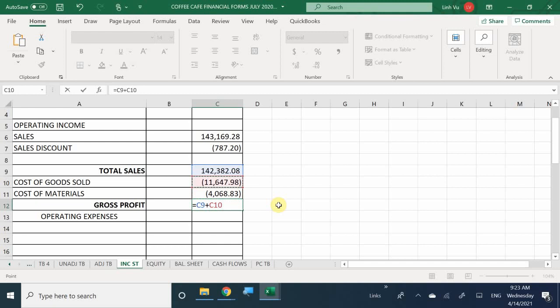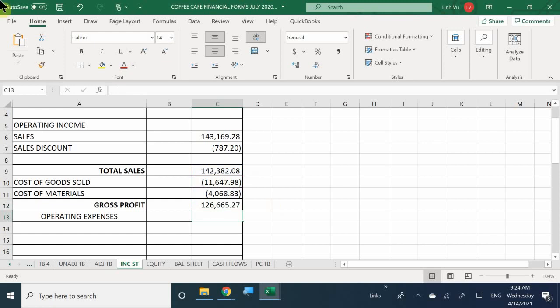So therefore, let's go ahead and solve for our gross profit. We're going to take my sales, subtract out the cost of goods sold, and subtract out the cost of material. So we should get a total gross profit of 26,665.27. Perfect.